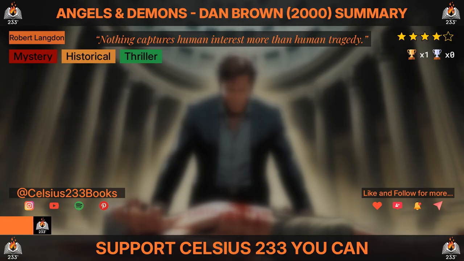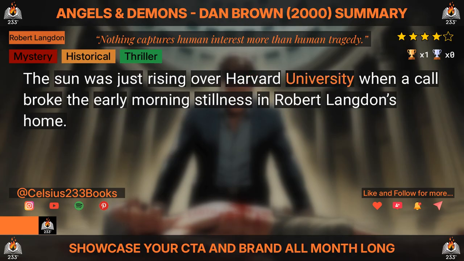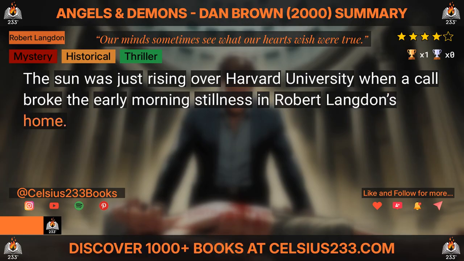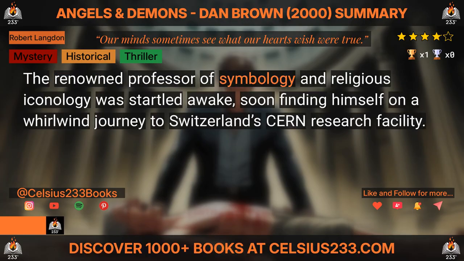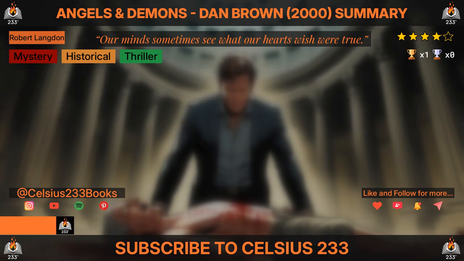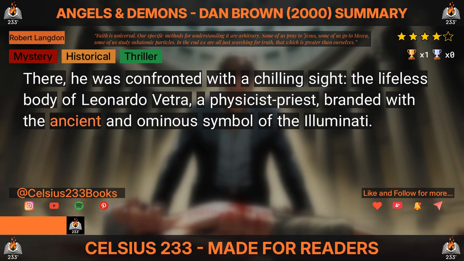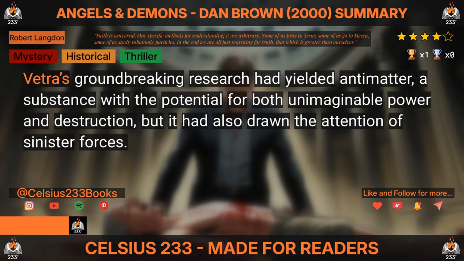Plot summary. The sun was just rising over Harvard University when a call broke the early morning stillness in Robert Langdon's home. The renowned professor of symbology and religious iconology was startled awake, soon finding himself on a whirlwind journey to Switzerland's CERN research facility. There, he was confronted with a chilling sight: the lifeless body of Leonardo Vetra, a physicist priest, branded with the ancient and ominous symbol of the Illuminati.